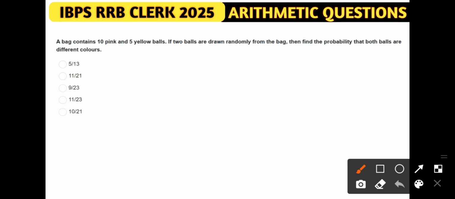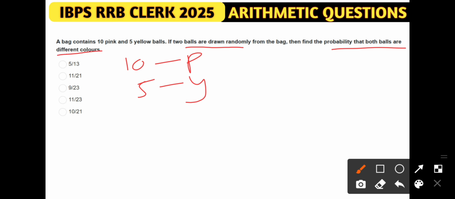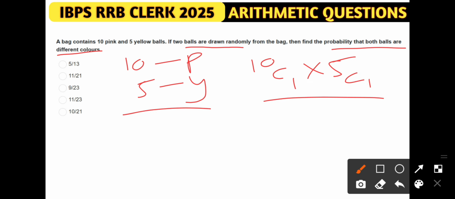The question given is: a bag contains 10 pink balls and 5 yellow balls. If 2 balls are drawn randomly from the bag, then find the probability that both the balls are different colors. So we need to pick one from each color. So this will be the formula we have. We have totally 15 balls, so from 15 we need to pick 2 balls.